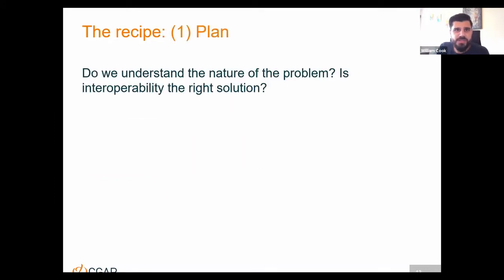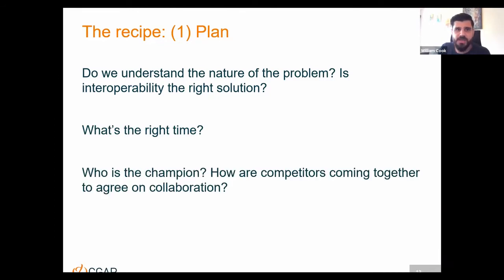As we think about planning, that first step, it's answering questions like, what's the nature of the problem, and is interoperability actually the right solution? What's the right time? And how are competitors actually going to come together and agree? What's the process for getting there?